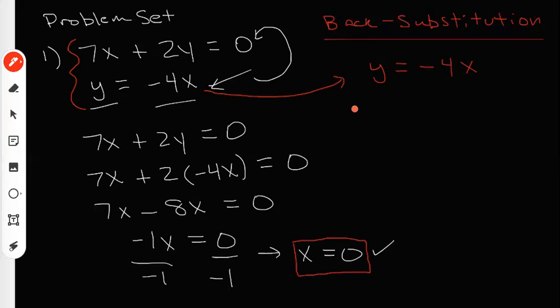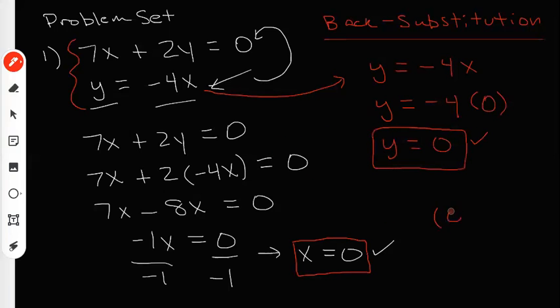Now I'm going to substitute what I got in for the last part. X is 0. And if I let x be 0, what happens? I get negative 4 times 0, which is 0. So now I know what y is. And I can write out my ordered pair. 0, 0. I know that x is 0. That goes right here. And I also know that y is 0. That's going to go right here.